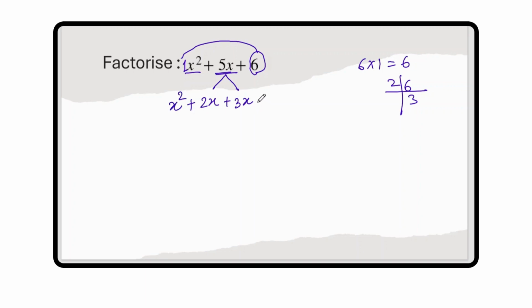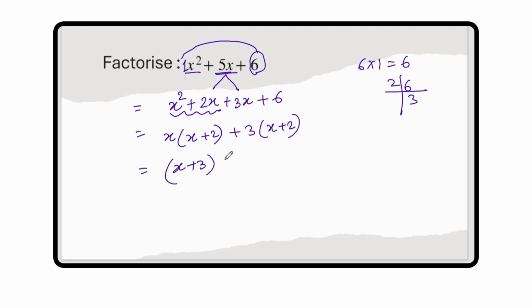Now you can see the common factor here in the first two terms. What is common? It is x plus 2, plus 3 times x plus 2. So the final answer is x plus 3 and x plus 2. Okay. Next question.